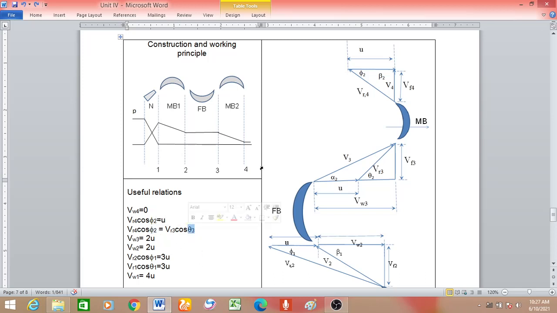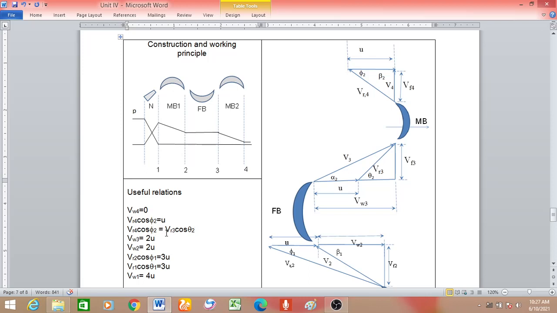So I have replaced phi 2 by theta 2. Sorry for the typo, it must be theta 2. The angles we are talking about are only 1 and 2. So VR3 cos theta 2 must be equal to VR4 cos phi 2.